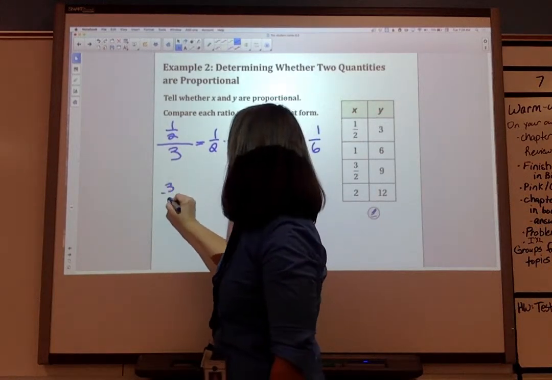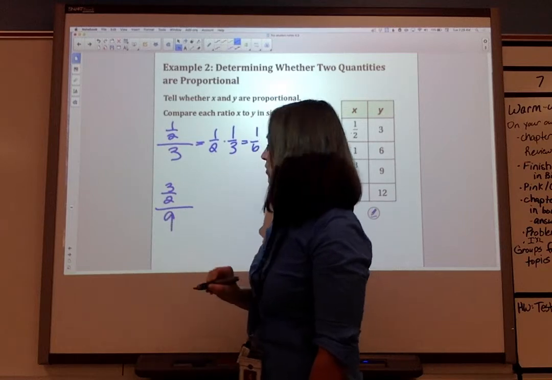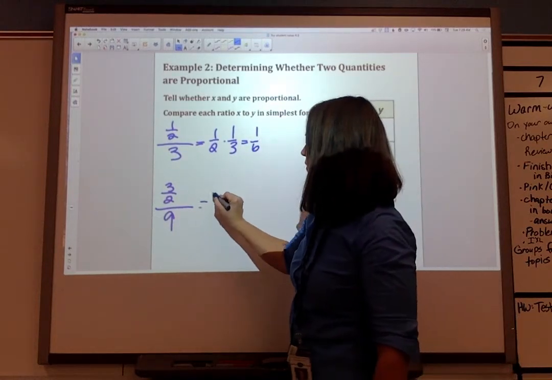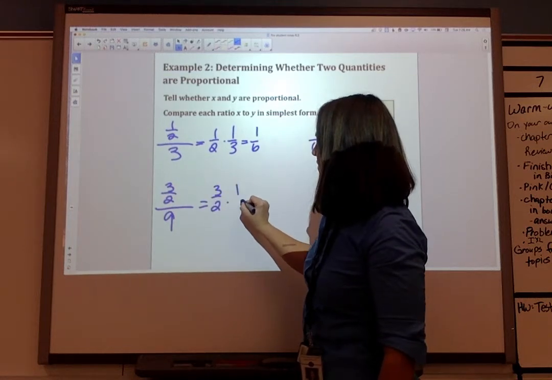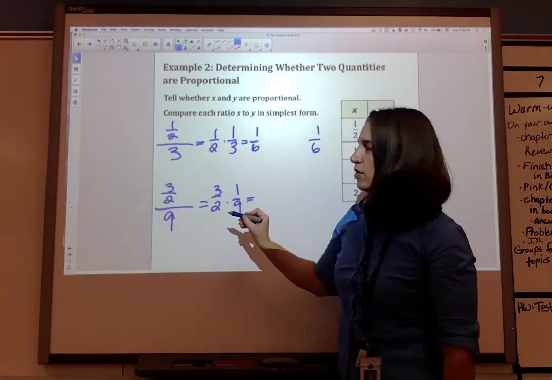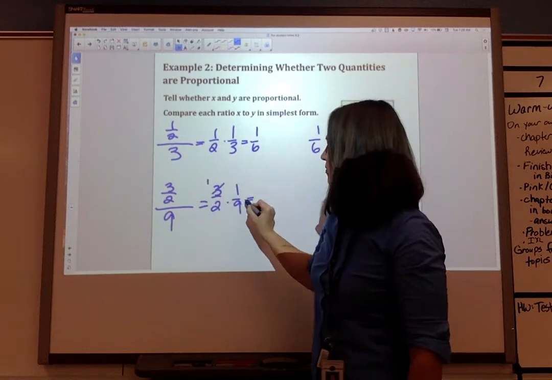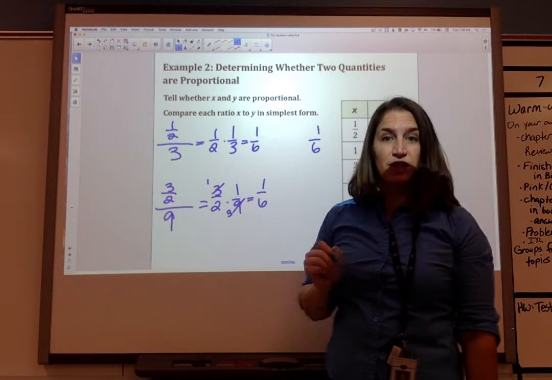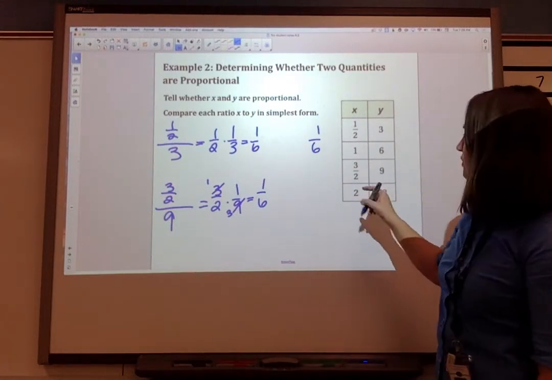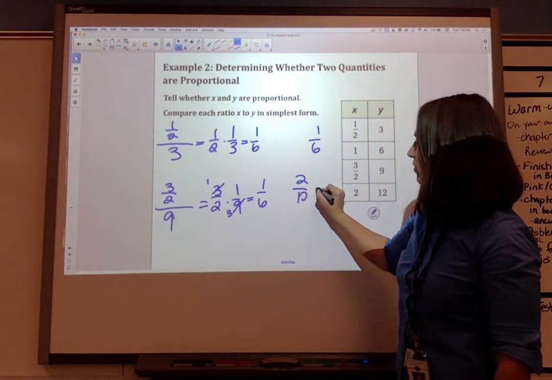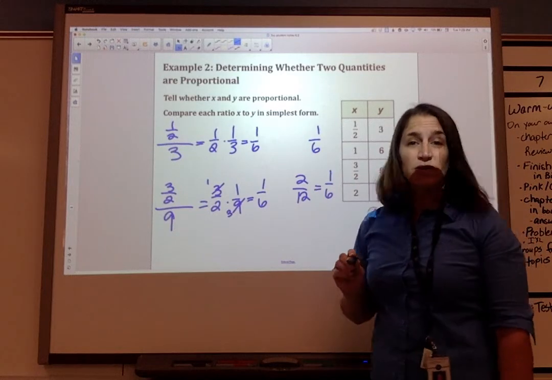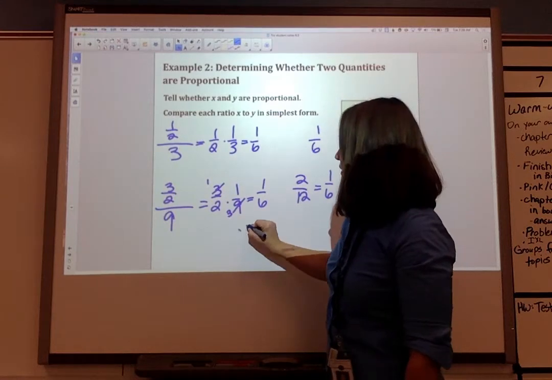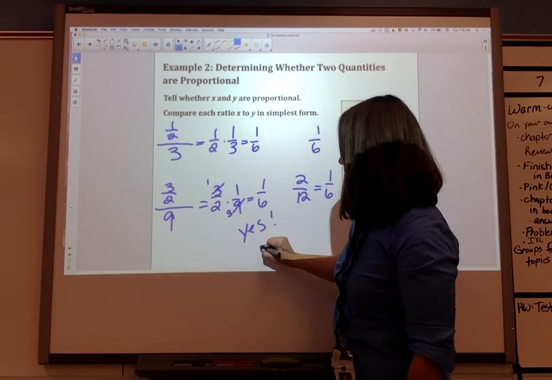Our next ratio is 3 over 2 all over 9. So that's 3/2 divided by 9, or 3/2 times 1/9. We can simplify here before we multiply. And again, we get 1/6. So this is looking pretty good here. We have one last ratio to compare. That's 2 over 12, and it simplifies to 1/6. So all of these ratios are proportional.